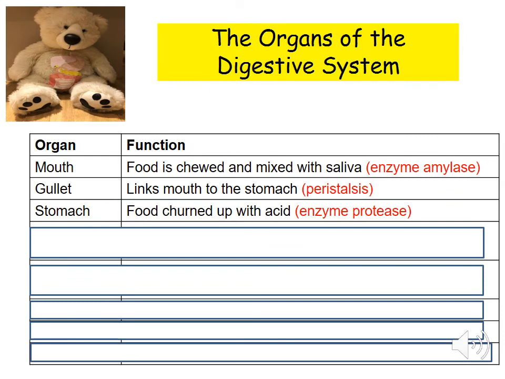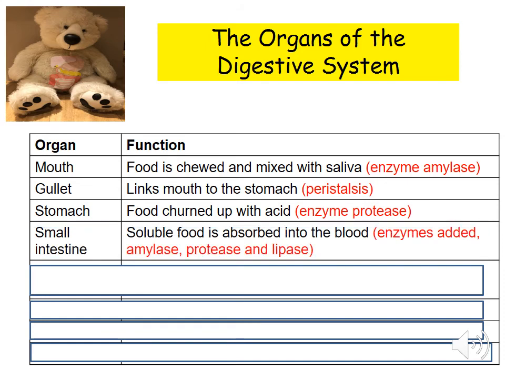We've then got the stomach, and in the stomach the food is churned up with acid, but also the enzyme protease that breaks down protein is added. From the stomach, the food goes to the small intestine. Now, the small intestine is where the soluble food molecules are absorbed into the blood. And again, some of you might have identified that in the small intestine, enzymes are added. And you might have even named the enzymes, well done if you did, as amylase, protease and lipase.